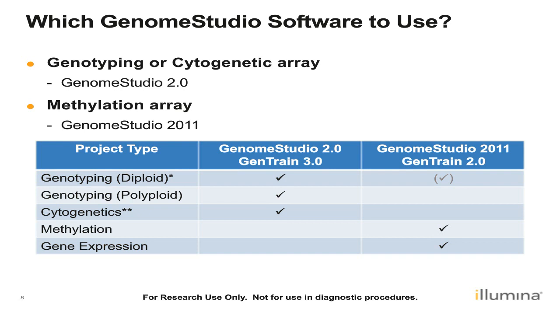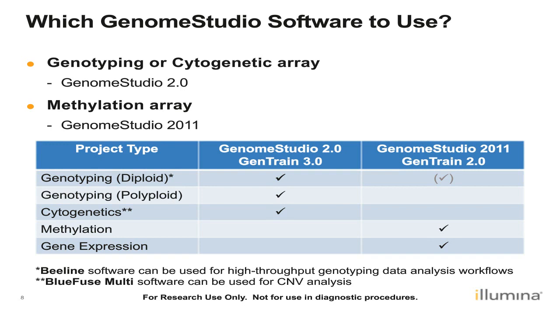In addition to GenomeStudio, we also have two other software options that are available for analysis of Infinium data. Beeline is a software that can be used for high-throughput genotyping data analysis, and Bluefuse Multi software can be used for copy number variation analysis. If you refer back to the list of webinars on the previous slide, you can see that there is a separate webinar for each of these software options.